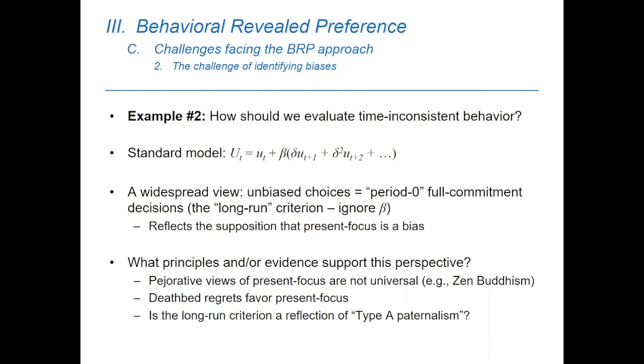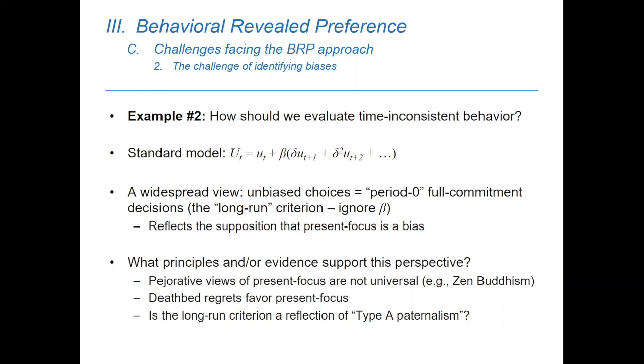My second example concerns time inconsistent behavior. How should we evaluate it? So our standard model of quasi-hyperbolic preferences, which you're familiar with, the beta-delta model, looks like this. This is the intertemporal aggregator. Now, a widespread view is that unbiased choices are ones that are made in period zero with full commitment. And this amounts to using what's sometimes called the long run criterion, which is we discount by delta and we ignore beta. And that reflects the supposition that present focus is a bias.